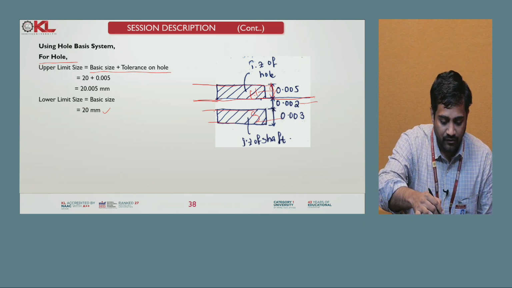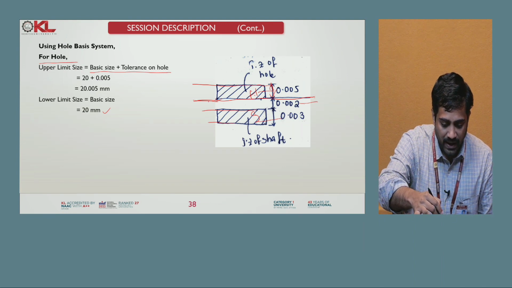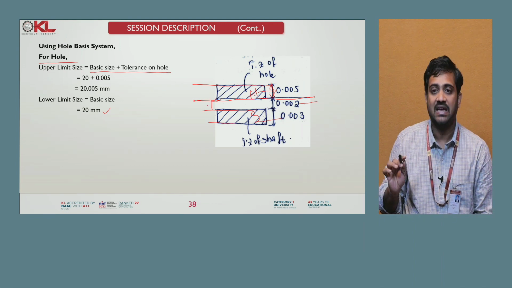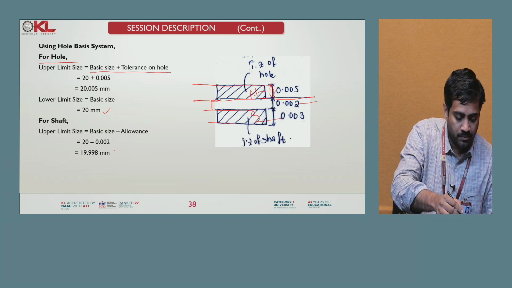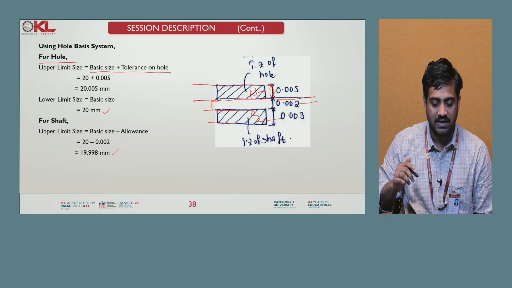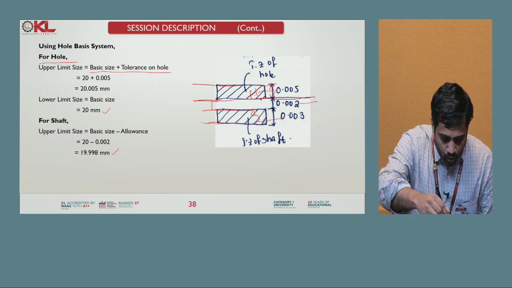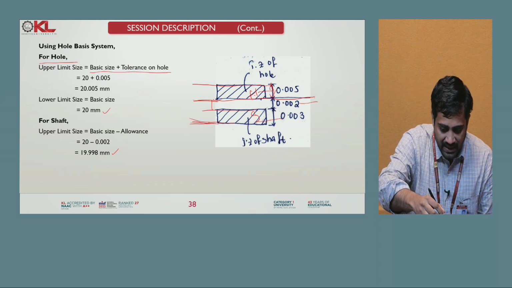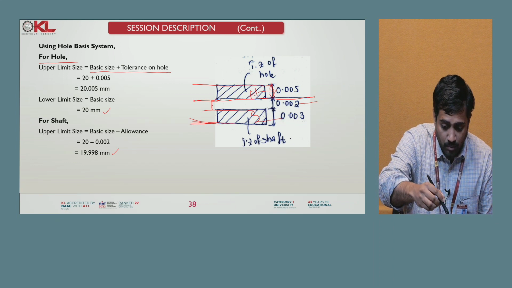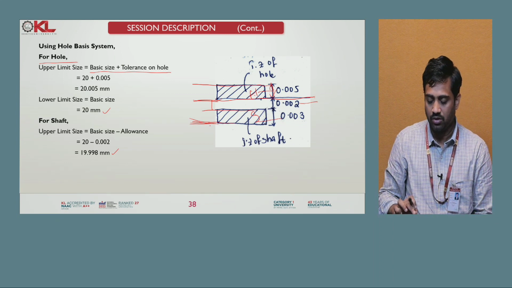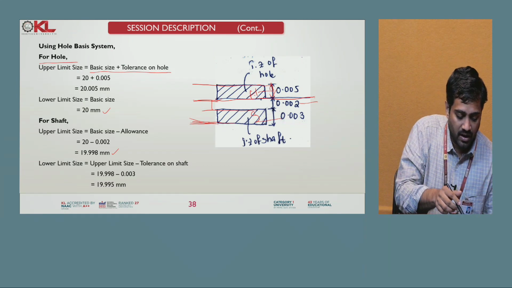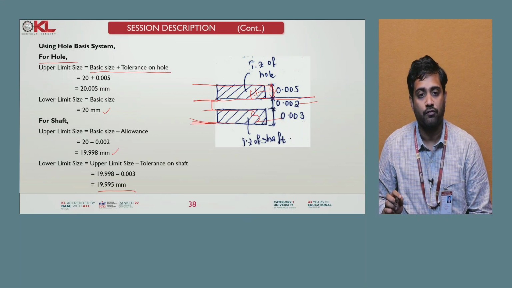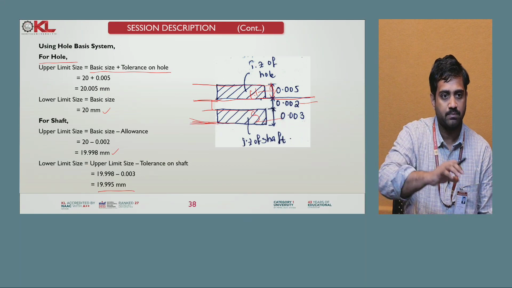Now coming to the shaft, the upper limit will be the basic size minus this clearance, so 20 minus 0.02, which is 19.998 mm. This is the upper limit size. This will be the lower limit size of the shaft, which means 20 minus 0.02 minus 0.003. That is the lower limit size of the shaft, 19.995 mm, which we observed.